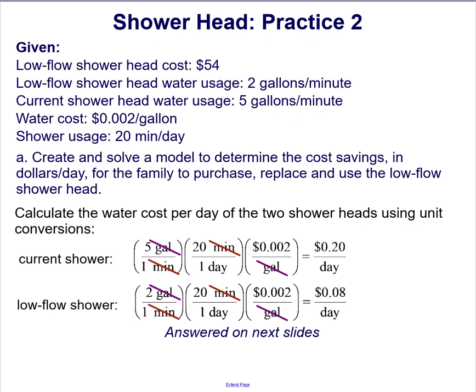Now let's look at the low flow shower head. Most of the information is the same except for the very first fraction. We're replacing 5 gallons per minute with the flow rate for the low flow shower head, which is 2 gallons per minute. We still cross out our gallons, we still cancel out our minutes. Performing the arithmetic, we see that the low flow shower head costs 8 cents per day.